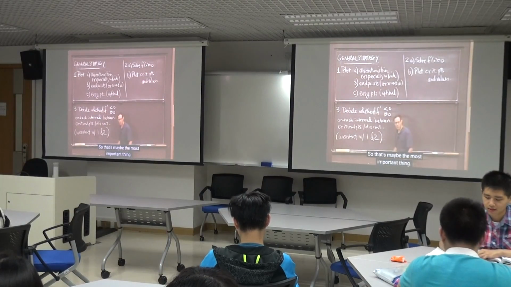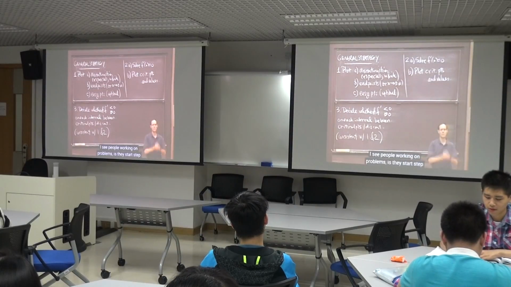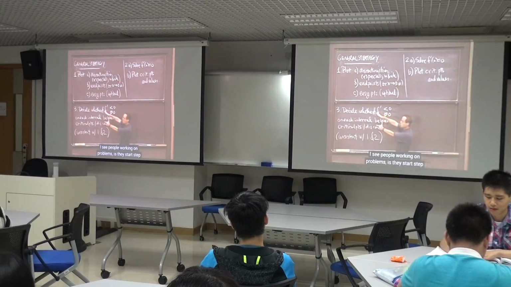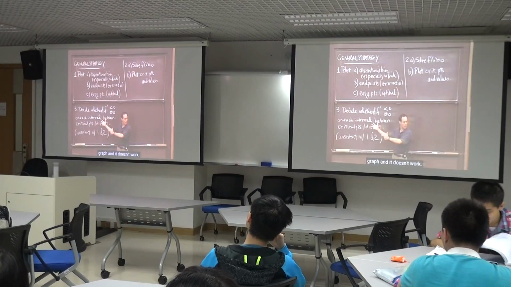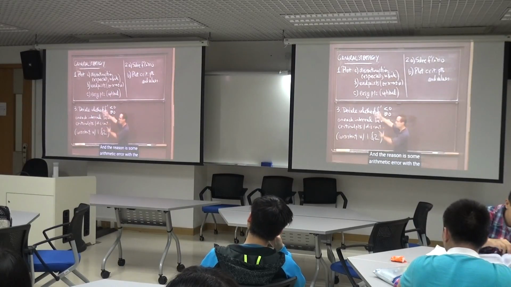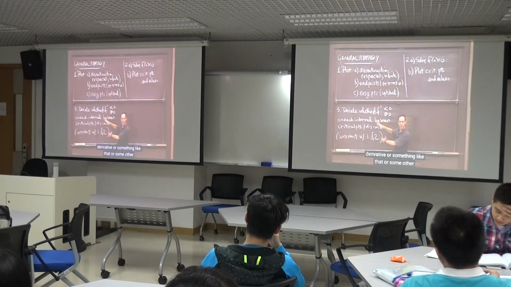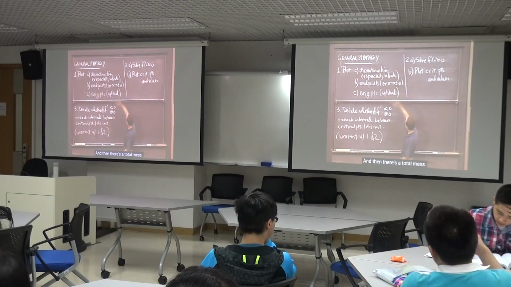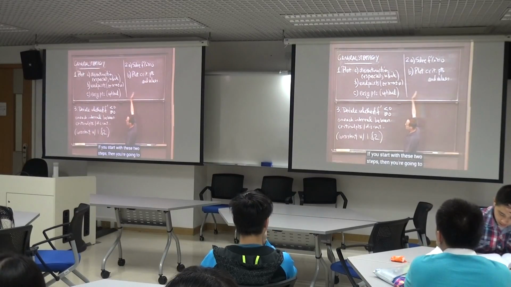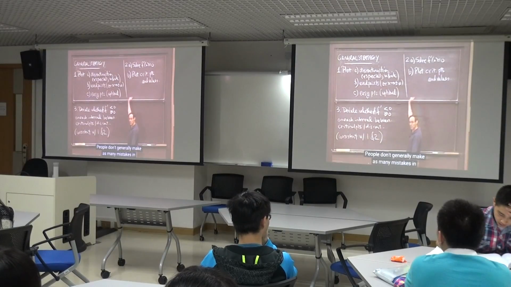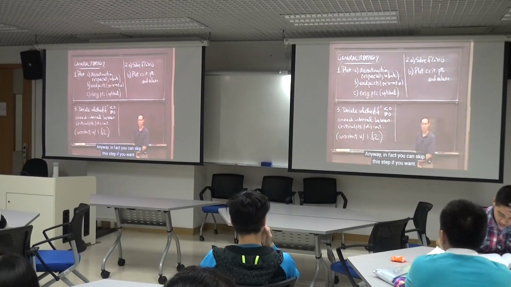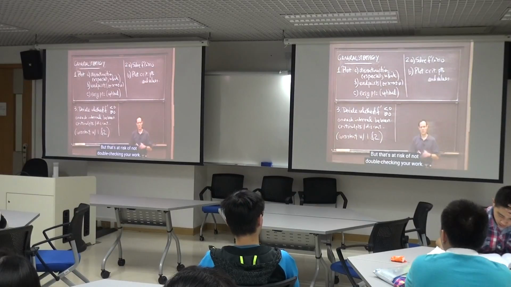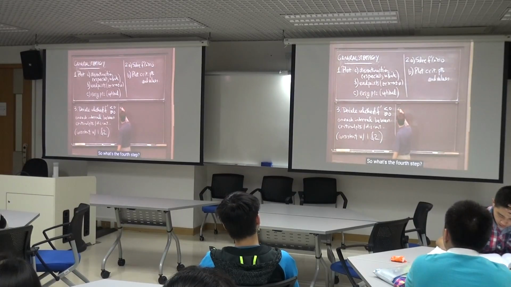So that's maybe the most important thing, and it's actually the most frustrating thing for me when I see people working on problems, is they start with step 3, they get it wrong, and then they start trying to draw the graph, and it doesn't work because it's inconsistent. And the reason is some arithmetic error with the derivative or some other misinterpretation. And then there's a total mess. If you start with these two steps, then you're going to know when you get to this step that you're making mistakes. People don't generally make as many mistakes. Anyway, you can skip this step if you want, but that's at risk of not double checking the work. All right, so what's the fourth step?